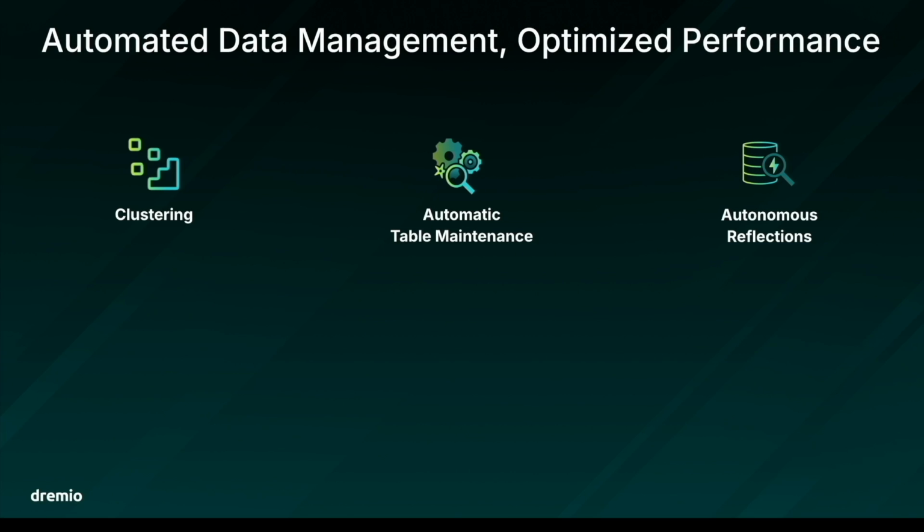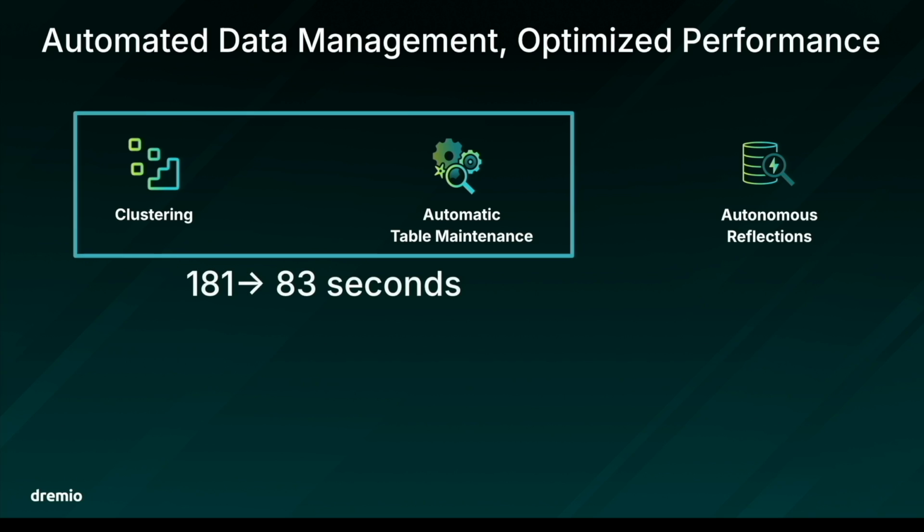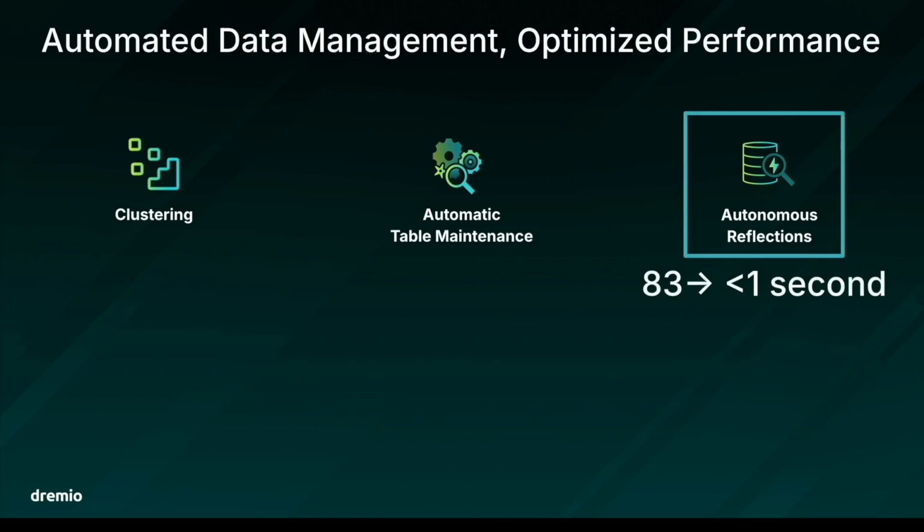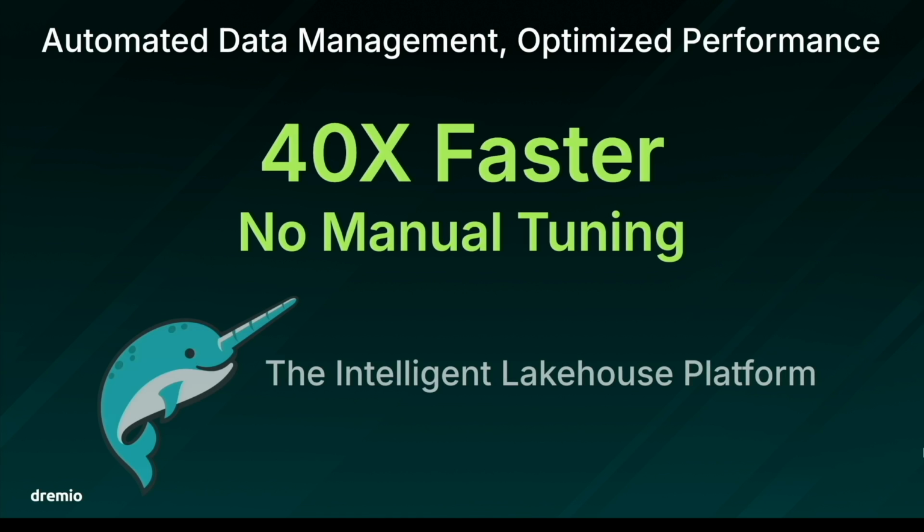To recap, Dremio automatically handles data management and optimizes your performance through Iceberg clustering, automatic table maintenance, and autonomous reflections. With little effort, intervention, and tuning, the queries that initially took a total of 181 seconds dropped to 83 seconds due to automatic clustering and table maintenance. When autonomous reflections were applied, all the queries executed in less than 1 second, over a 40x improvement in performance with no manual tuning.